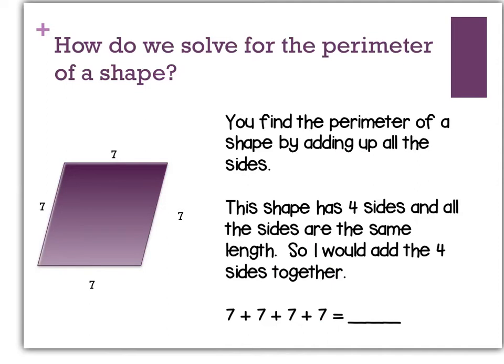If I add those together, let's do it. I'm going to group these two together, and that is 14. Group these together, and that's 14. And if I add 14 and 14 together, I'm going to get 28. The perimeter of this shape is 28.